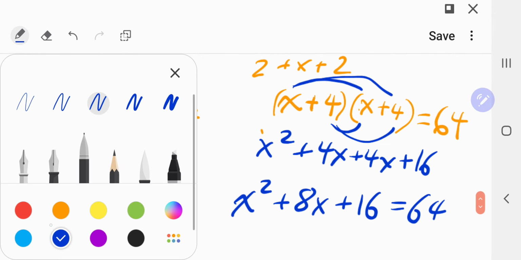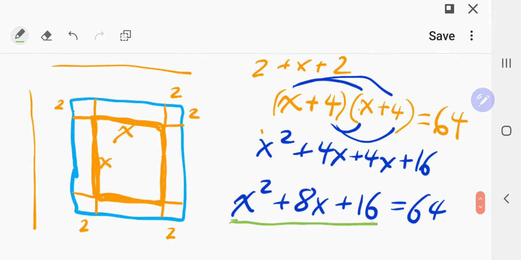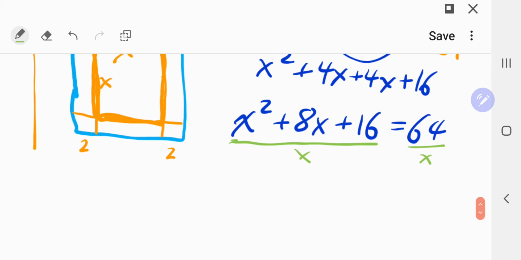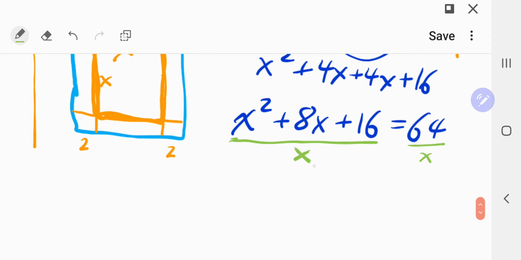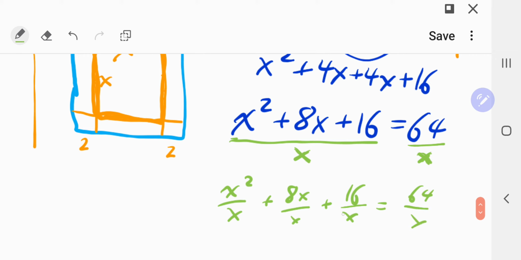So if we divide by x, which, by the way, don't divide by x. But let's just pretend we are. You don't want to divide by x because you end up destroying some variable information, and you might accidentally be dividing by 0. It's just not a healthy behavior. But this is to show you what would happen. We would get x squared divided by x plus 8x divided by x plus 16 divided by x. When you're adding things and they all have the same denominator, you can just add them together with the same denominator. And 64 divided by x.